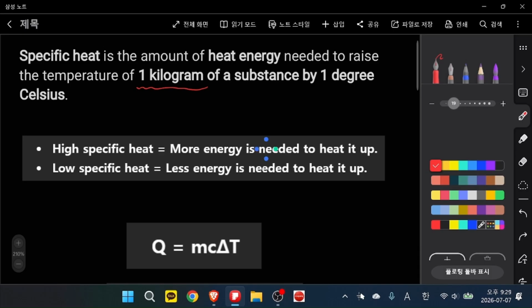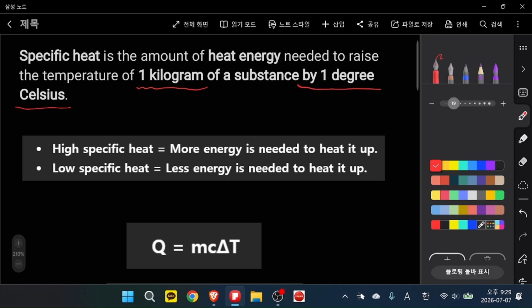Second, raise the temperature by 1 degree Celsius. We are simply asking, how much energy does it take to make this material just 1 degree warmer? Different materials need different amounts of energy. Some materials heat up easily, while others require much more energy to increase their temperature.